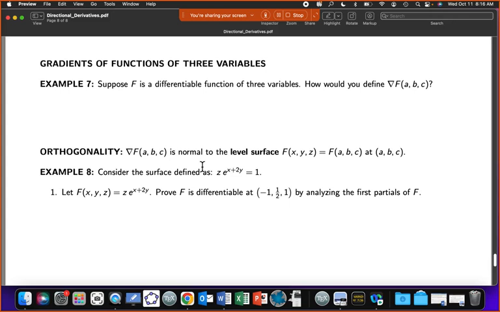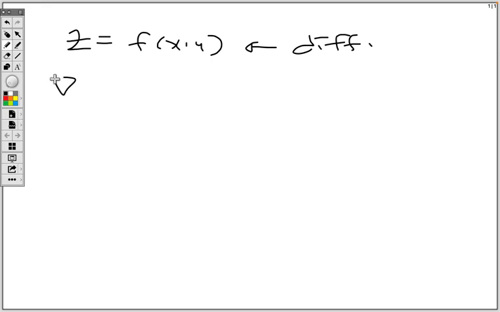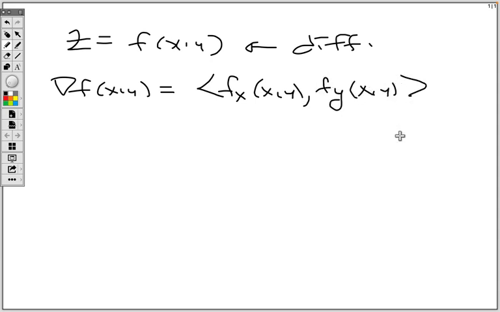Today we're going to finish up talking about directional derivatives and the gradient. So we talked about a gradient of a function of two variables. If we had a function z equals f of x, y, and if this were differentiable, then the gradient of f was a vector. The x component of the vector was the partial derivative with respect to x, and the y component of the vector was the partial derivative with respect to y.